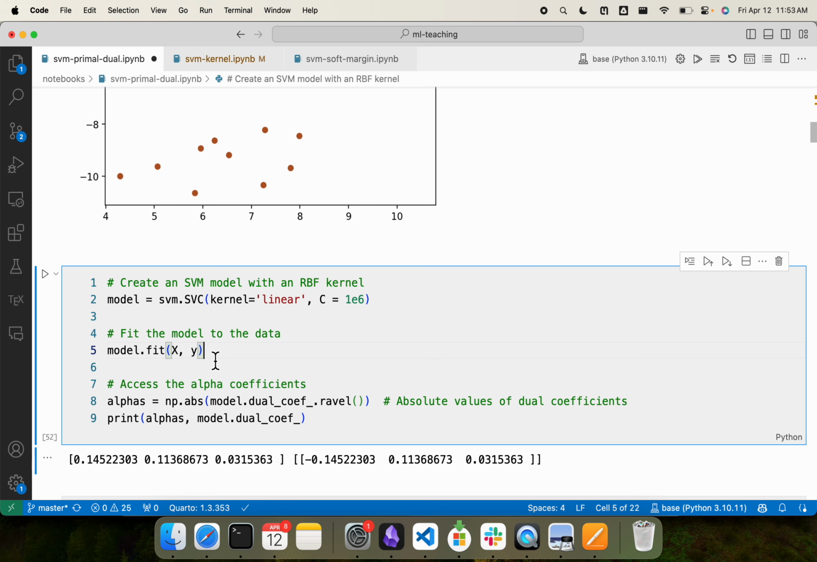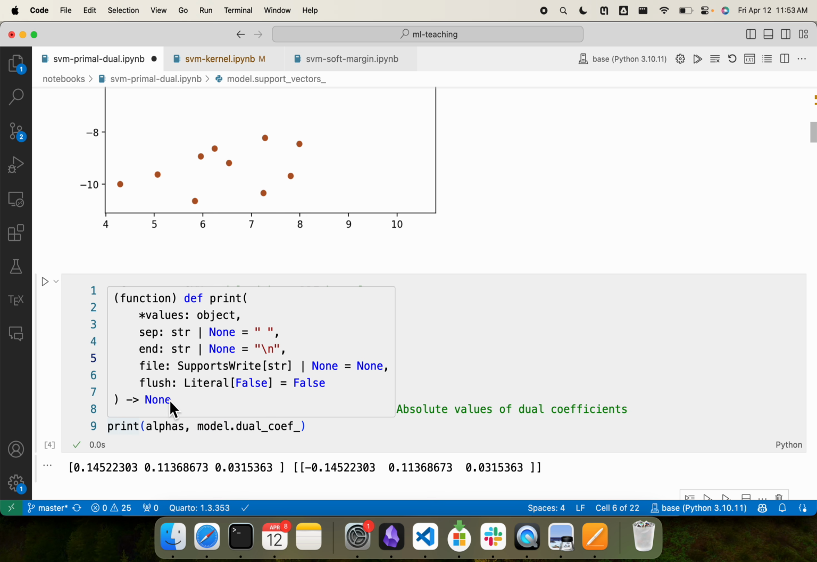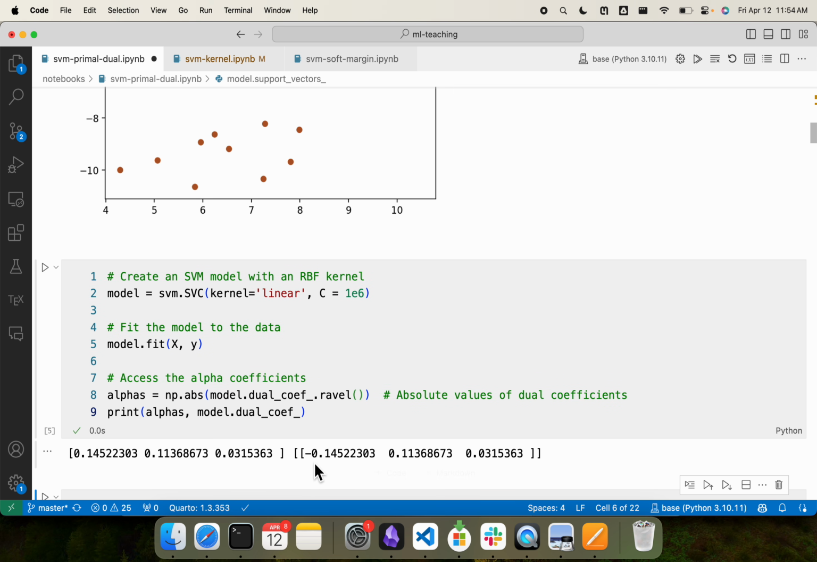So I do model.fit X comma y. Now my sklearn implementation gives me model.dual_coef_. And these dual coefficients are -0.14, 0.11 and 0.03.